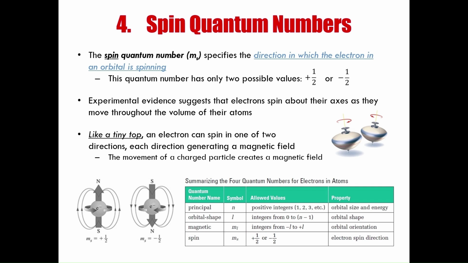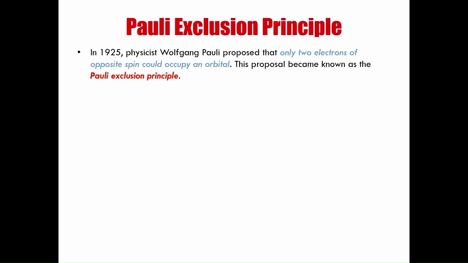Remember that the movement of a charged particle creates a magnetic field. This image to the bottom left shows two electrons with opposite spin and magnetic fields pointing in different directions. When these magnetic fields interact, they create a stable arrangement. It's due to this phenomenon that a single orbital can be occupied by two electrons with opposite spin. In 1925, it was physicist Wolfgang Pauli who first proposed that any two electrons of opposite spin could occupy an orbital. This proposal became known as the Pauli exclusion principle.